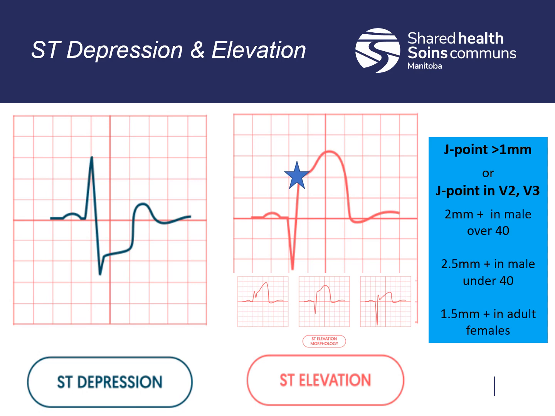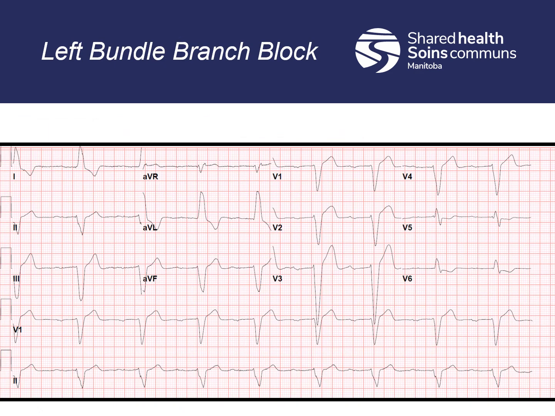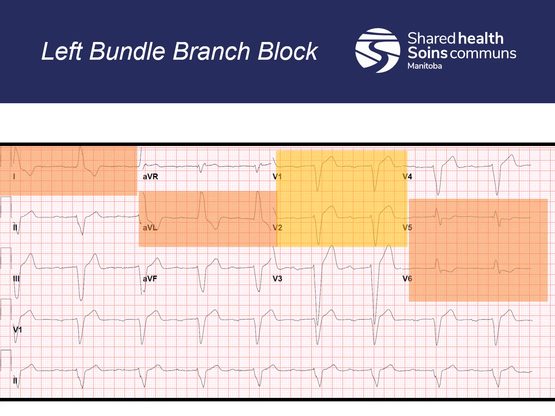In a STEMI, we are looking for ST elevation in any 2 or more contiguous leads. Not all elevation looks the same, so we are looking at the J point and measuring from the baseline. A situation that mimics the STEMI is a left bundle branch block. A left bundle branch block is characterized by a wide QRS complex and ST elevation in V1 and V2, and ST depression in 1 and AVL, V5, and V6.